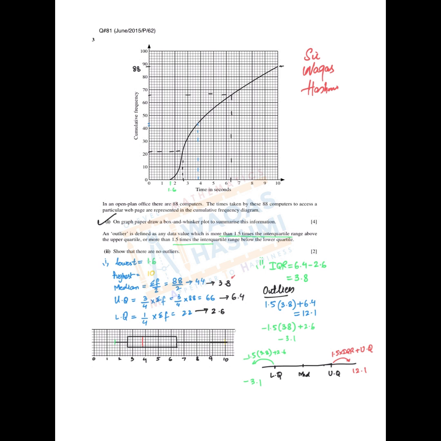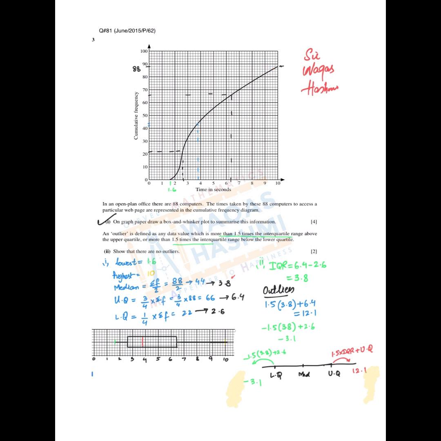All right, so beyond these two values, the values here and the values here are outliers. If you observe your question data, we have data values from 1.6 till 10. So our values are not lesser than minus 3.1 or greater than 12.1, right? We have values from 1.6 till 10. So that's why there are no outliers present.